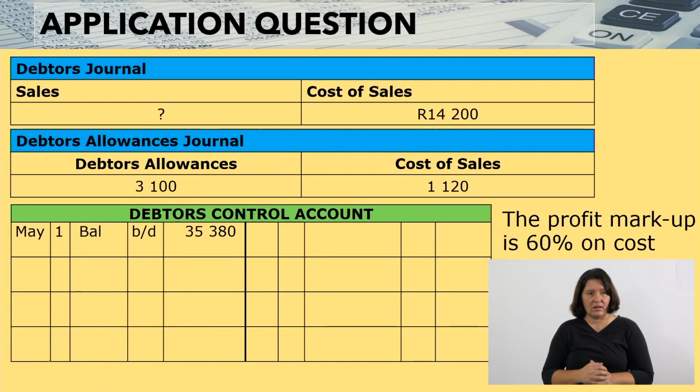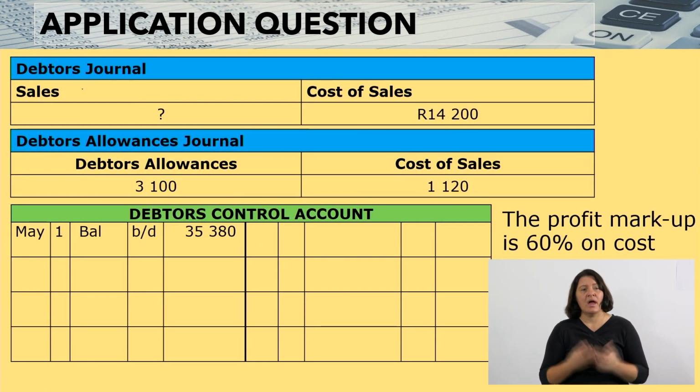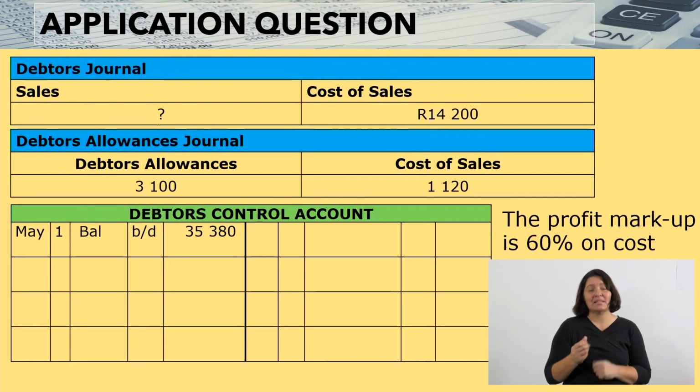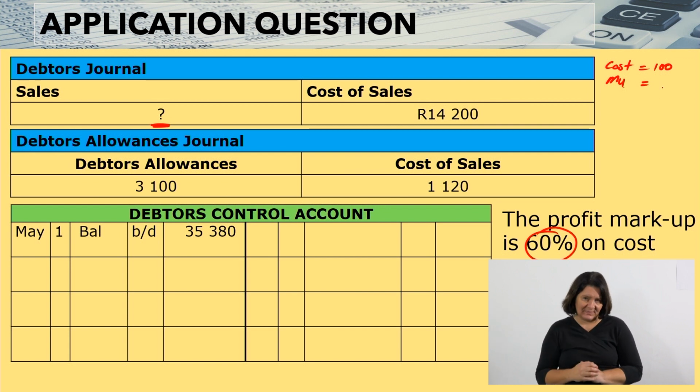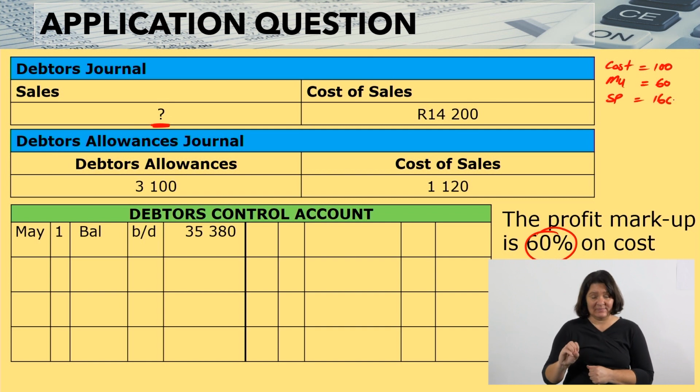We have the debtors journal. In the debtors journal, this is where we record our credit sales. However, the sales amount in this particular question was not given. We need to calculate it. We will now say cost is always 100. Markup is given, which is 60%. Therefore, my selling price becomes 160.